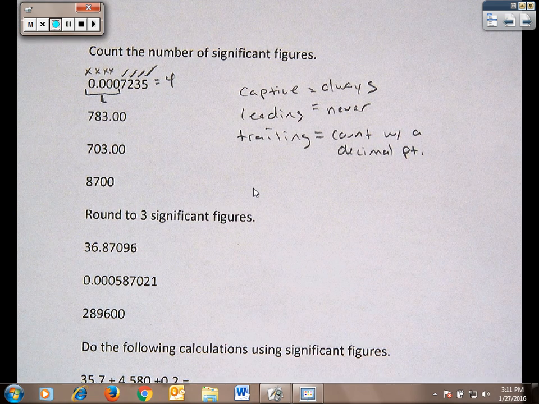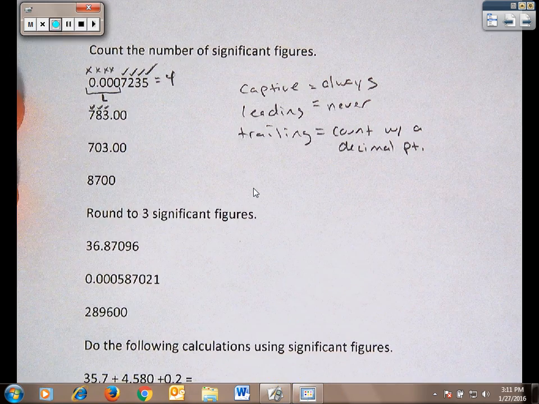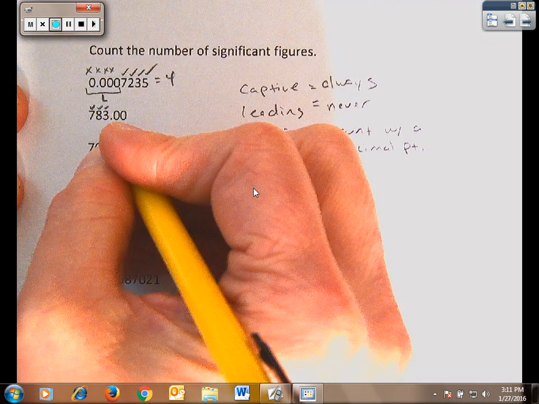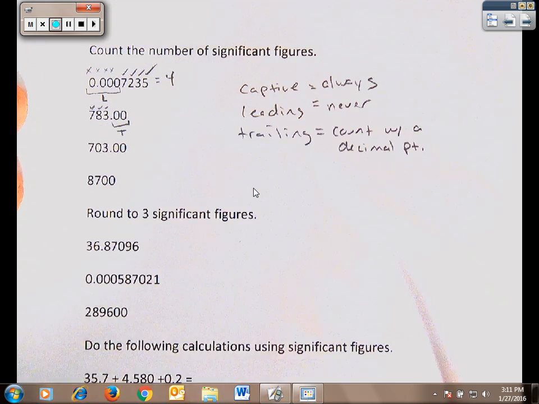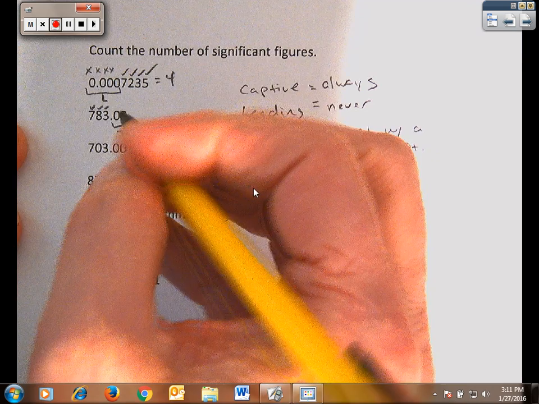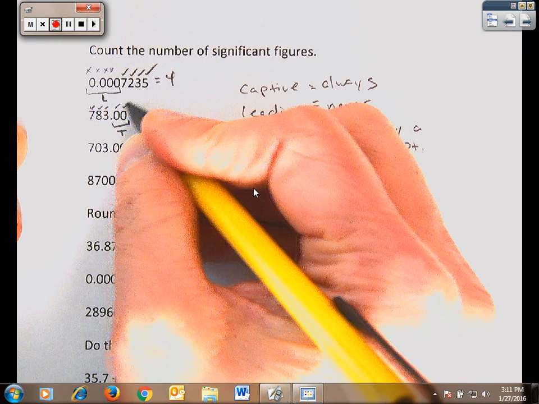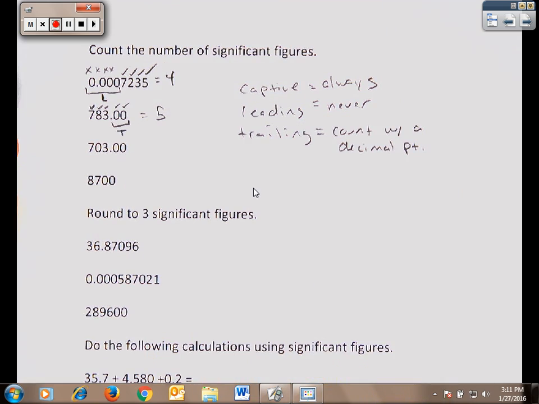Move on to the next. 7, 8, 3. Non-zero numbers always count. These zeros are trailing. And again, trailing counts as long as you got a decimal point. We have a decimal point. They count. That number has 5 significant figures.